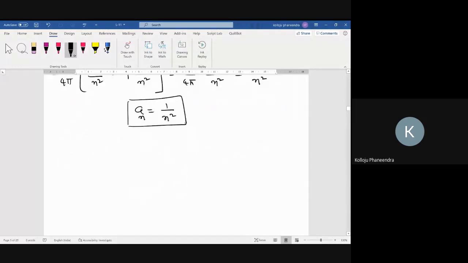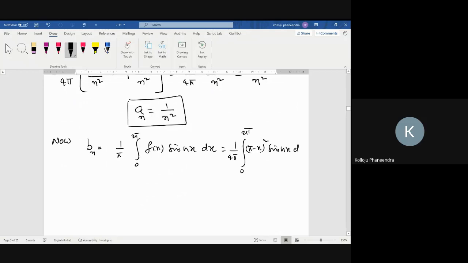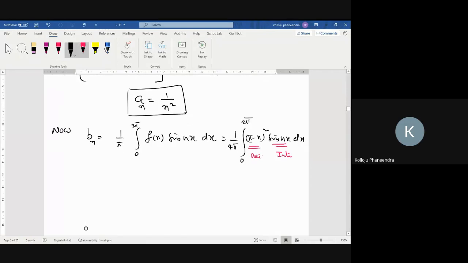Now coming to bn. The bn formula is 1 by pi integral 0 to 2 pi f of x into sine nx dx. So that is 1 by 4 pi integral 0 to 2 pi, pi minus x whole square, sine nx dx. Now again, same logic. This is the derivative part. This is the integrating part. Let me do this. This is equal to 1 by 4 pi.